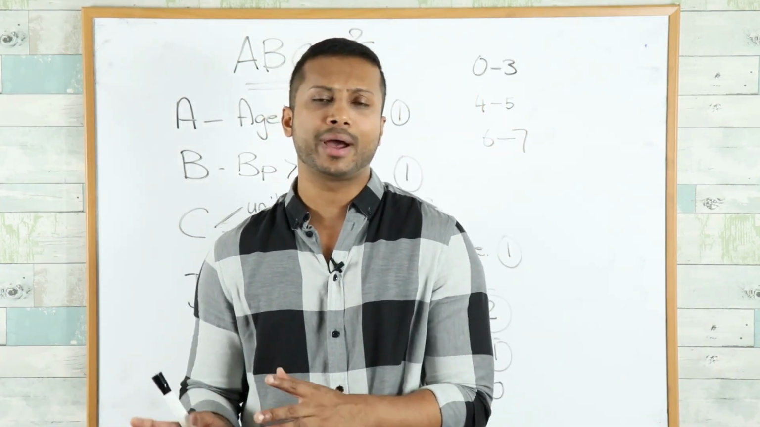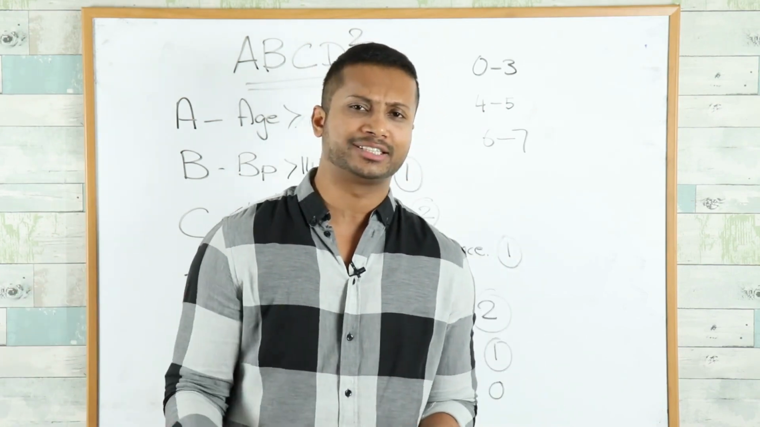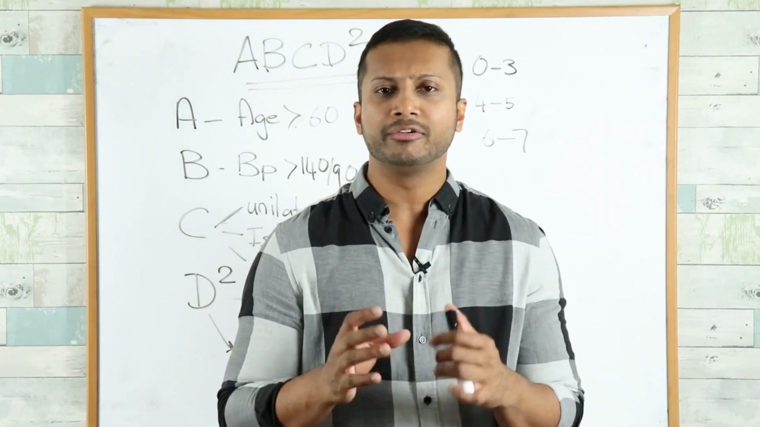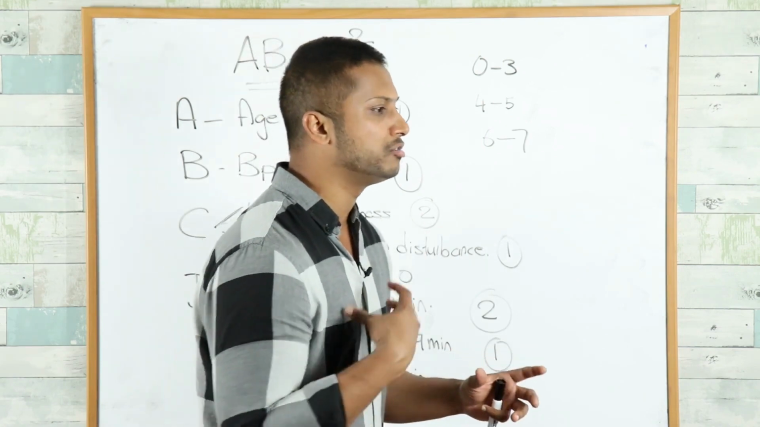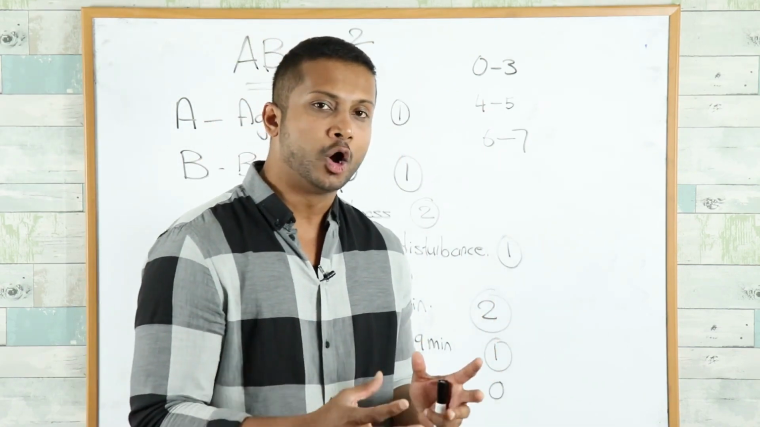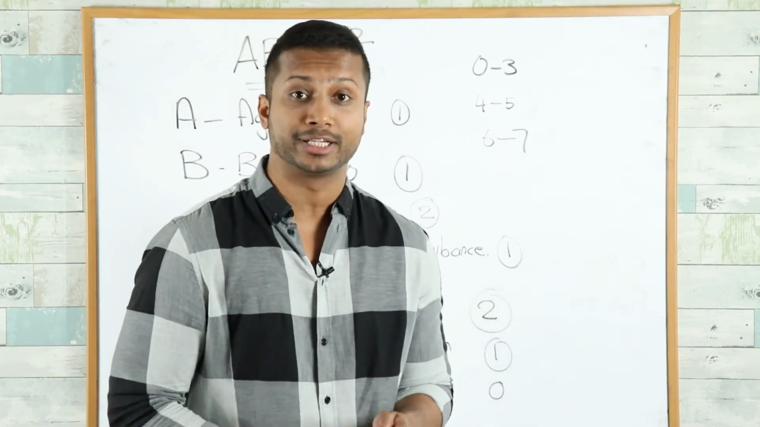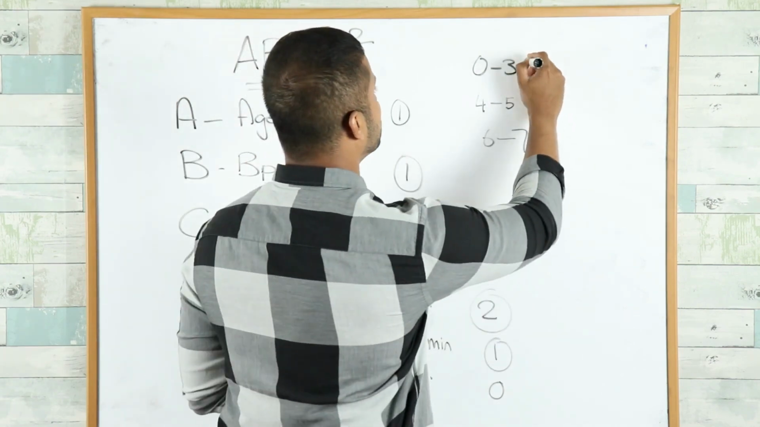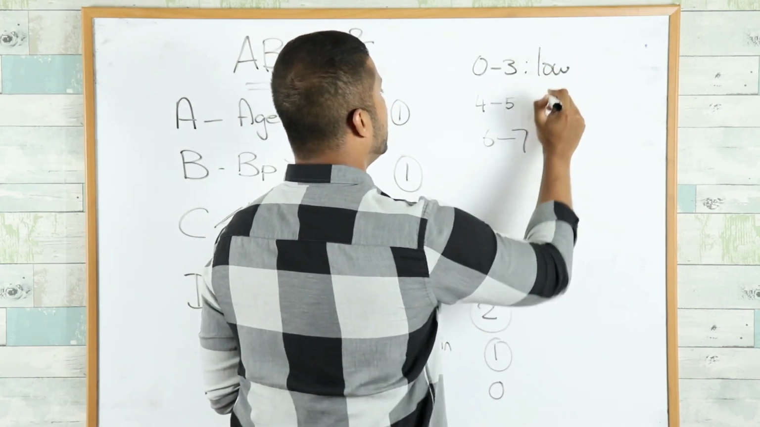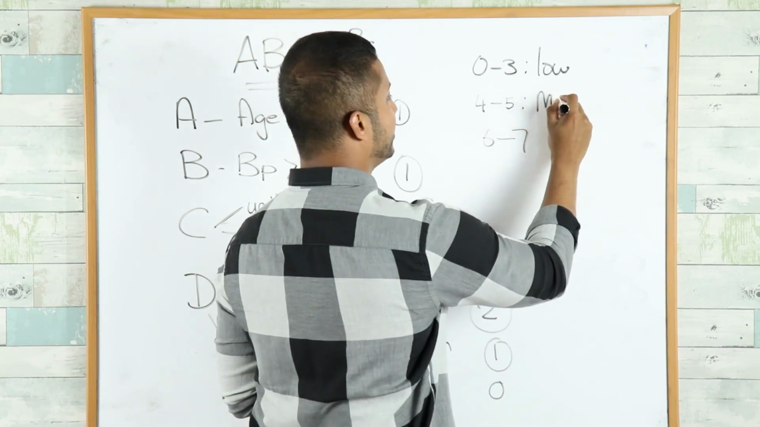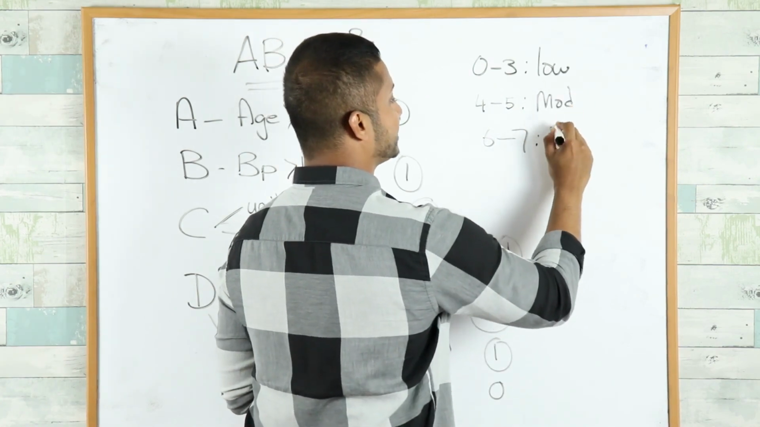Now ABCD squared score is often used in a primary care setting when the patient comes with these symptoms. The real question this tells you is what is the risk that this patient is at of developing an actual stroke within the next 1 week. So if you have a score of 0 to 3, this is low risk, 4 to 5 is moderate risk, whereas 6 to 7 is high risk.